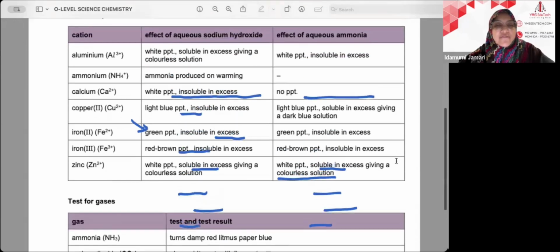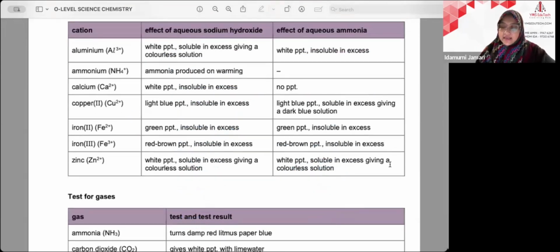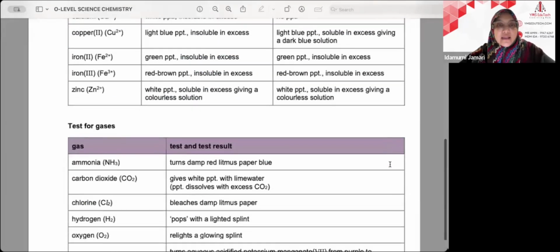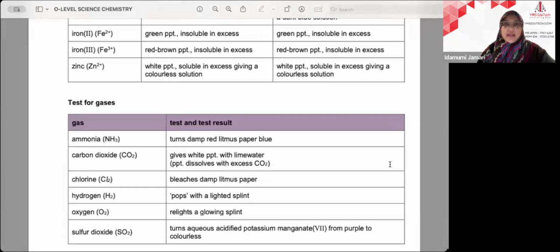And the last item in this qualitative notes is test for gases. Tomorrow, you may be tested on ammonia, which turns damp red litmus paper blue, carbon dioxide, which gives white precipitate with lime water, hydrogen, which pops with a lighted splint, and oxygen, which relights a glowing splint.